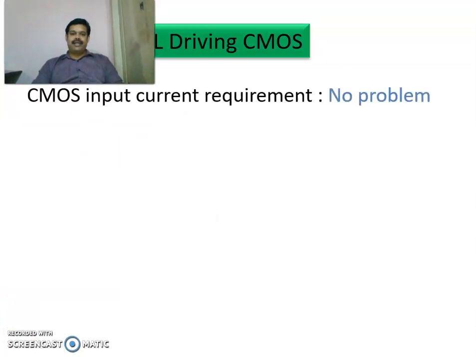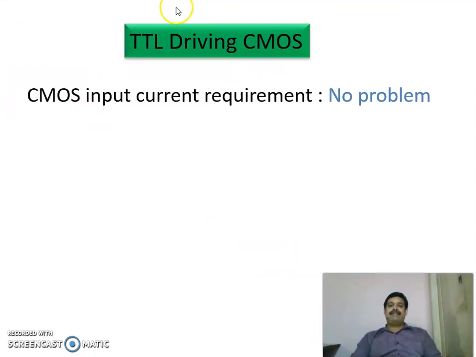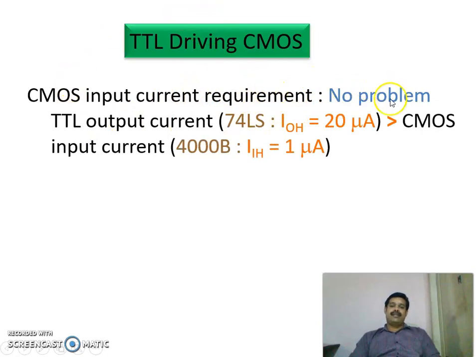So now first of all, we are going to see TTL driving CMOS. When TTL is driving CMOS, for the input current requirement there is no problem. The output current of TTL is 20 microampere, and the input current of CMOS is 1 microampere. So TTL can drive the CMOS. There is no problem in input current, or in other words, when you are connecting CMOS to the output of TTL, the output current of TTL can drive CMOS.